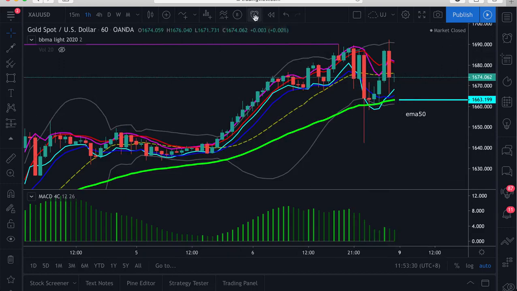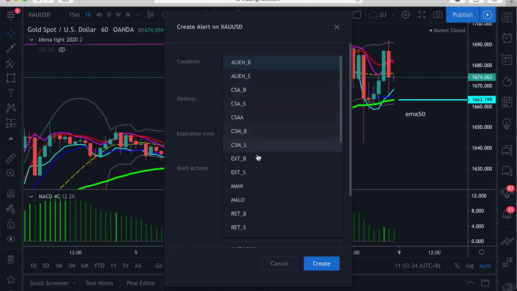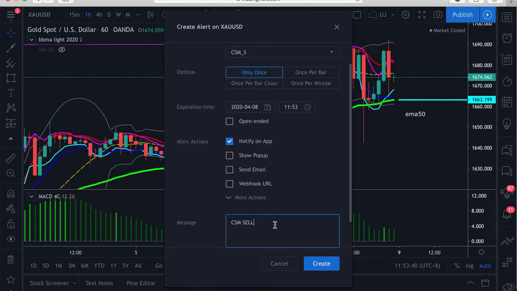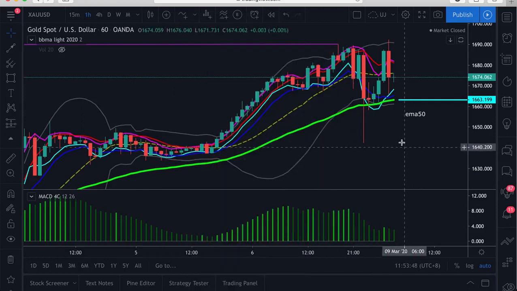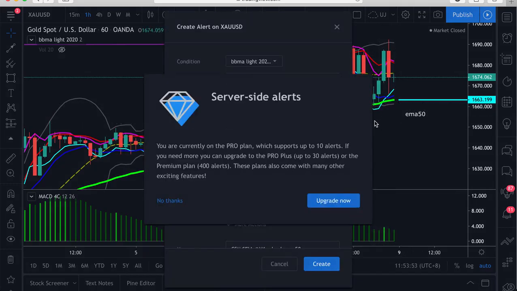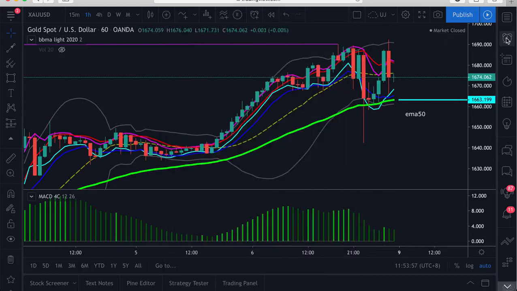What we're going to do is wait for CSM sell, and then check EMA50. We want to make sure that the candle is doing a CSM and also closing below EMA50. Then we can consider the sell.